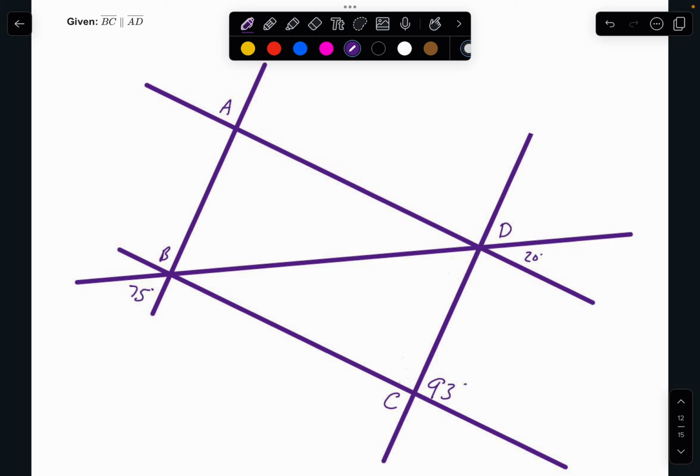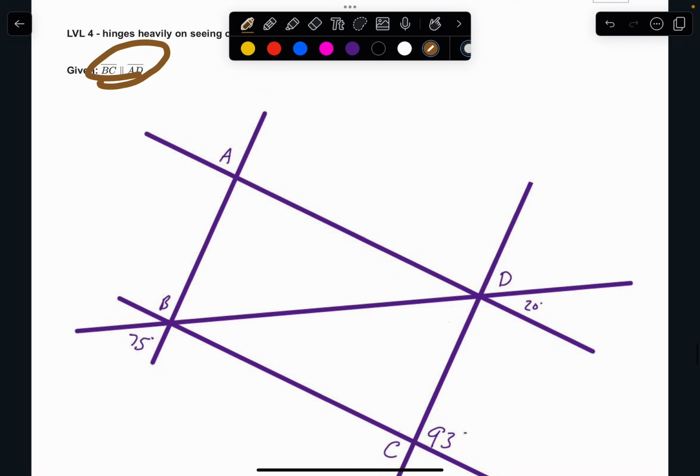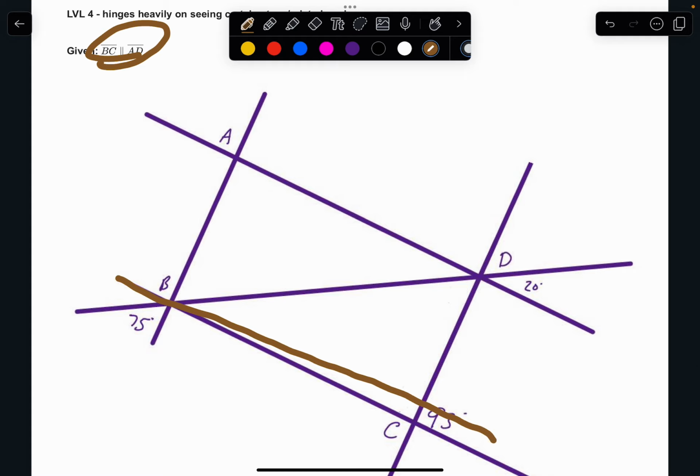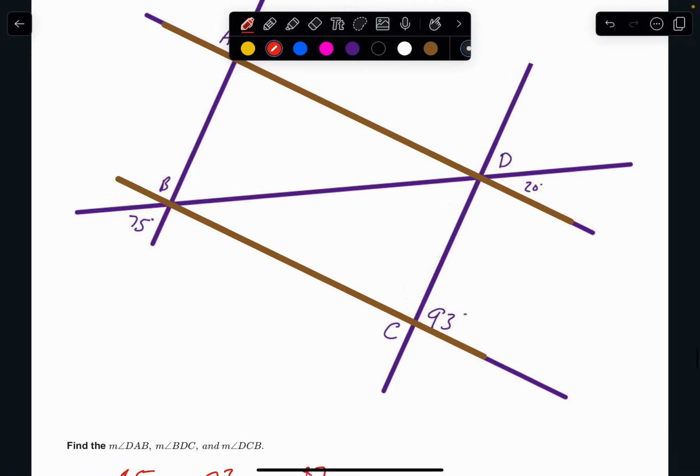All right, let's look at this question. Oh, man, people are struggling here, that's for sure. The parallel lines are BC and AD. So BC, that's this guy, and AD, that's this guy. There's going to be more than one way to solve this, that's for sure, but at some point you got to use some parallel lines.